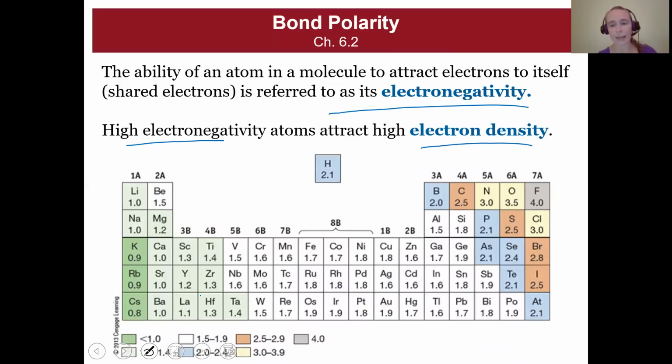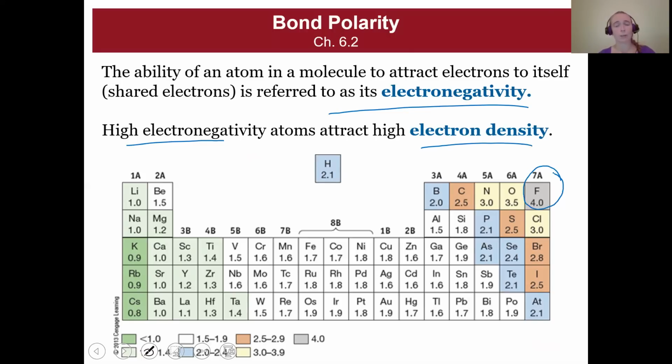Alrighty, and we can see that here. This is a periodic table showing different electronegativities. So the highest electronegativity is fluorine with an electronegativity of 4. There are no units on electronegativity. Electronegativity doesn't really mean anything, to be honest.